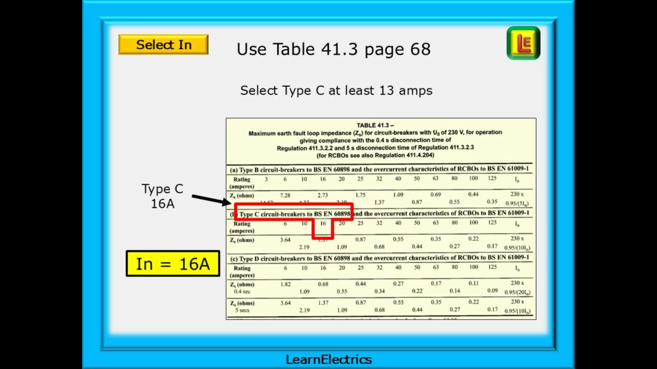For step 2, find IN in the appropriate table. This will be table 41.3 on page 68. Find Type C breakers and find a value equal to or greater than 13 amps, which is 16 amps. So IN, the rating of the MCB, is 16 amps.